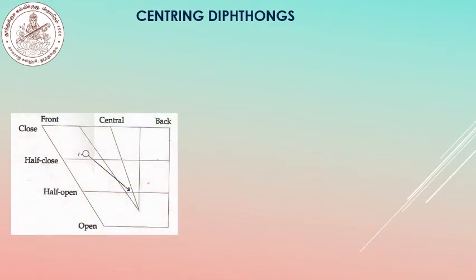Centering diphthongs. We have seen 5 closing diphthongs. In all these, the arrow mark was towards the closing part, that is either at the front or at the back. It won't go towards the center because we do not have any central vowels there in fully closed position.